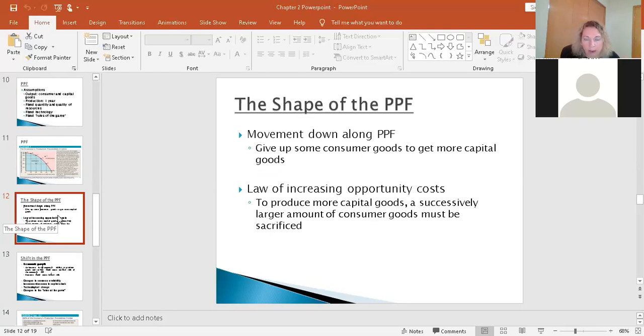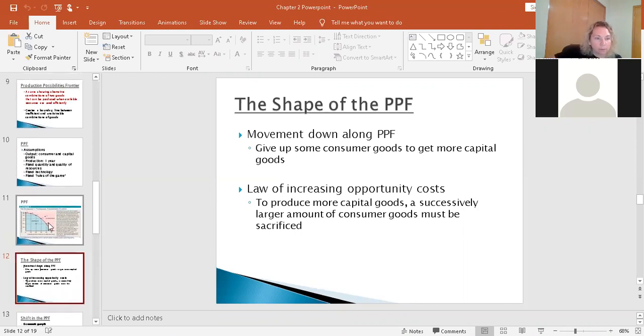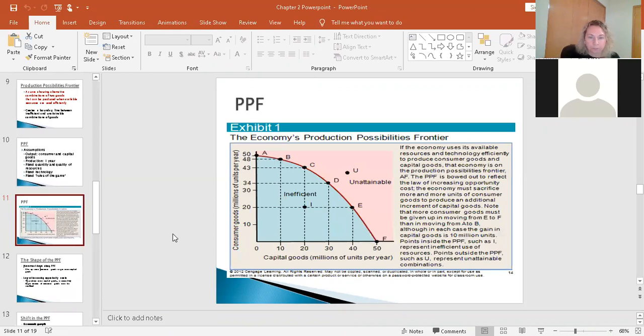So as we work our way down from A to F, what we're going to see is that what we have to give up, that's the opportunity cost, is the next best thing foregone. If you want to produce more capital goods, what you're foregoing is consumer goods, and vice versa. You have to give up more and more as you move from point A to point B, B to C, C to D, and so on and so forth, okay? So let's go back to the PPF and do that.